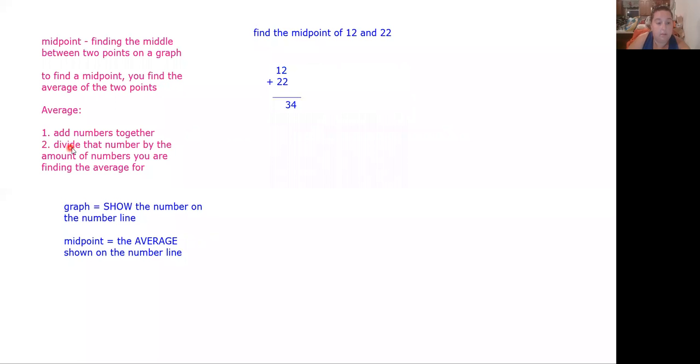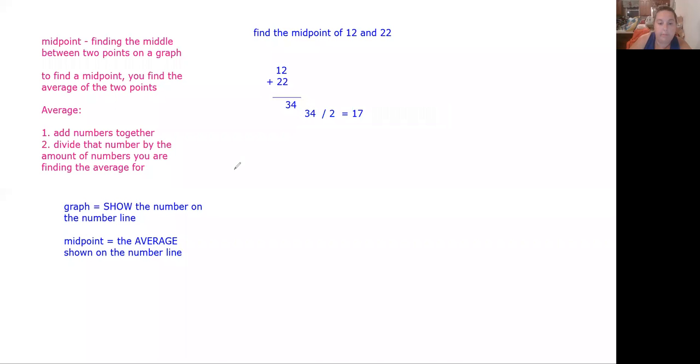Second step, divide that number, 34, by the amount of numbers you're finding the average for, 2. So 34 divided by 2, I think it's 17. Let me just double check that. Yeah, 17. So our midpoint is 17.